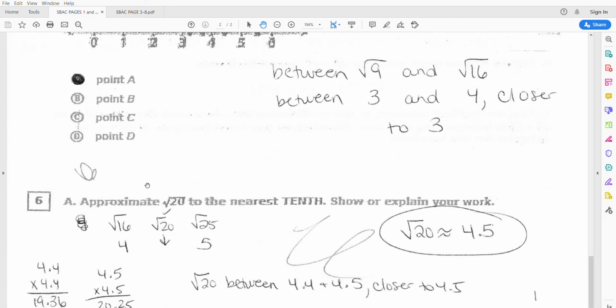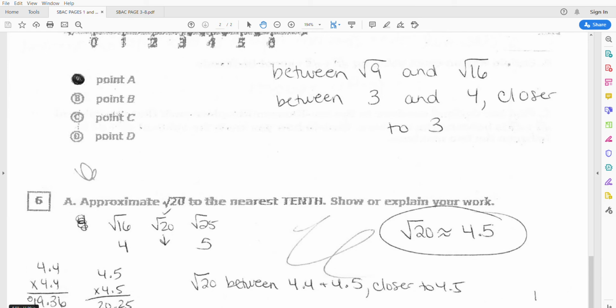Number 6. Approximate the square root of 20 to the nearest tenth. Show or explain your work. So again, all we're doing here is we're constantly finding the closest perfect squares. The closest perfect squares to the square root of 20 are the square root of 16 and the square root of 25. You know your answer is between 4 and 5. So then you just do a little bit of guess and check.